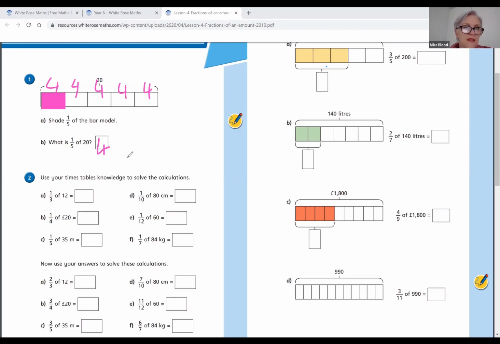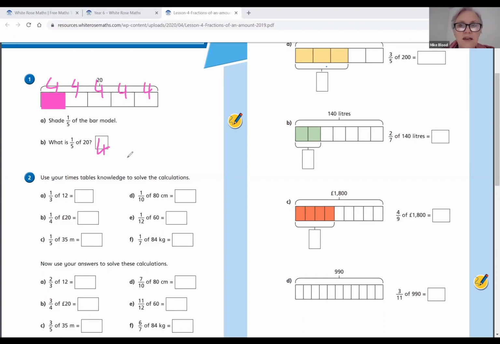Okay, moving on. The next one says use your times tables knowledge to solve the calculations. I'm sure you have some times tables knowledge, despite the fact that it's nearly 7 weeks since we've been in school. Hopefully you've not forgotten your times tables. The first one is 1/3 of 12.